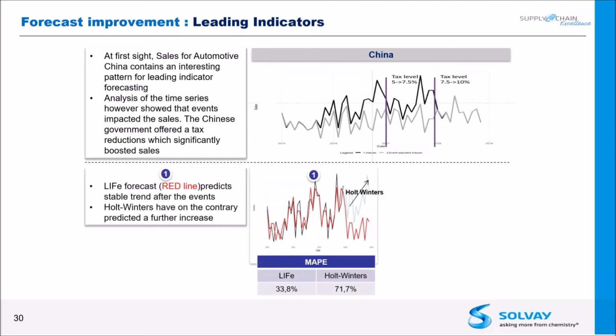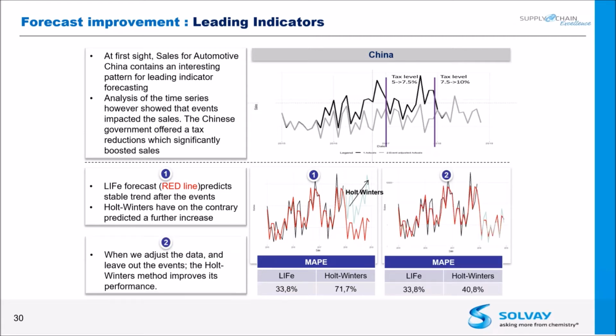So as Bram explained, it's very important to clean your data for those events. There we looked at the results again, and we see that in a classical approach, leading indicators are generating much better results than the classical statistical forecasting. In this case, Holt-Winters was delivering the best results, and you see how poor those results are.